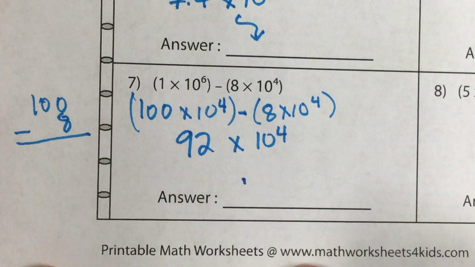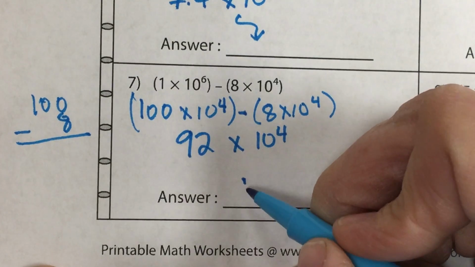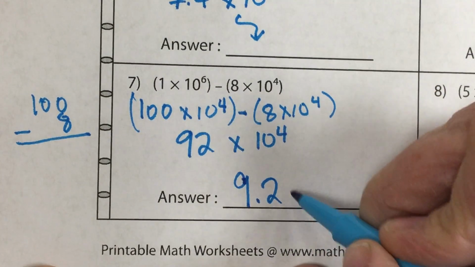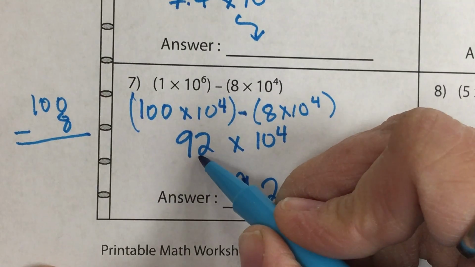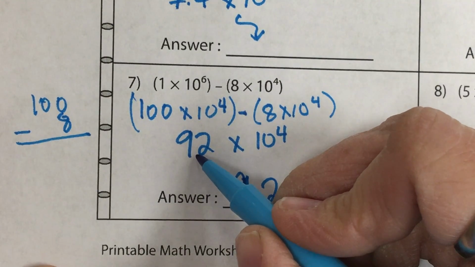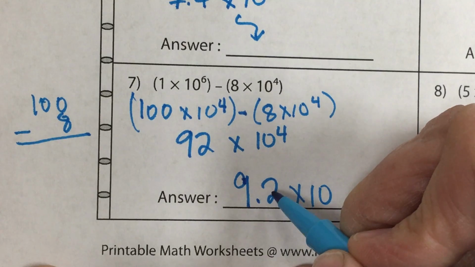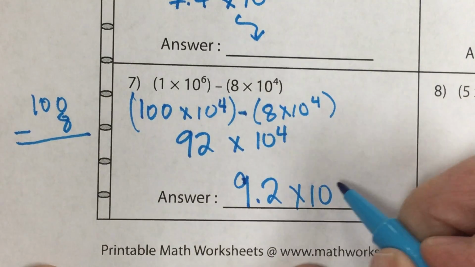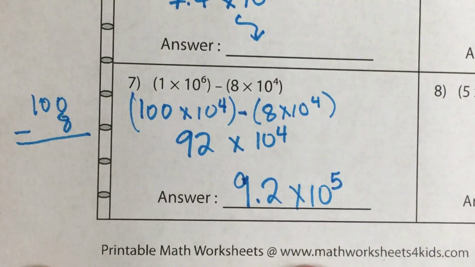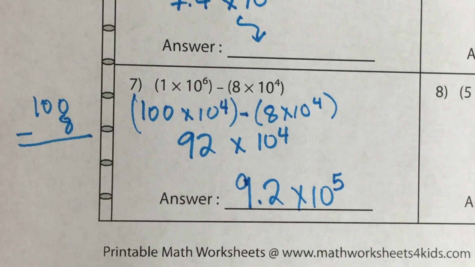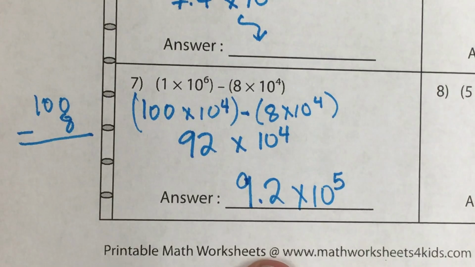That is not in scientific notation right this minute, so I need to make it 9.2 times 10. Okay, this was a big number. I made it into a smaller number, so that means this number needs to get bigger by 1. And there you have it. So right now I want you to work on 2 through 8.